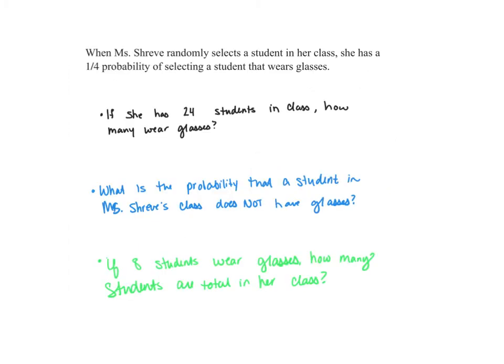All right, next up we have an example with Mrs. Shreve and students in her class and students that are wearing glasses. This is similar to a homework problem, but I wanted to give you a little bit different numbers so you could try these problems separately. Okay, so if she has 24 students in her class, how many wear glasses? Well, I know that 1/4 of the students wear glasses, so I'm just going to take 1/4 of 24. So that would be 6 students.